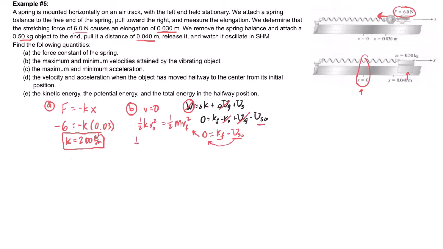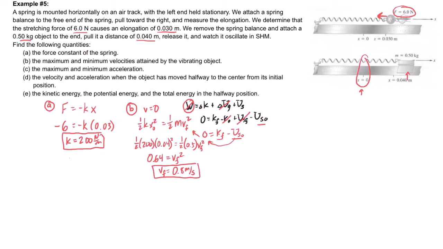We'll go ahead, we'll put in the 200 for k. The displacement there was 0.04, squared, and that will be equal to 1/2 times the mass, which was 0.5, and then times the final velocity squared. Now hopefully you can multiply those out and get an answer of 0.64 equals that final velocity squared, and we square root it, and we get that the final velocity equals 0.8 meters per second.